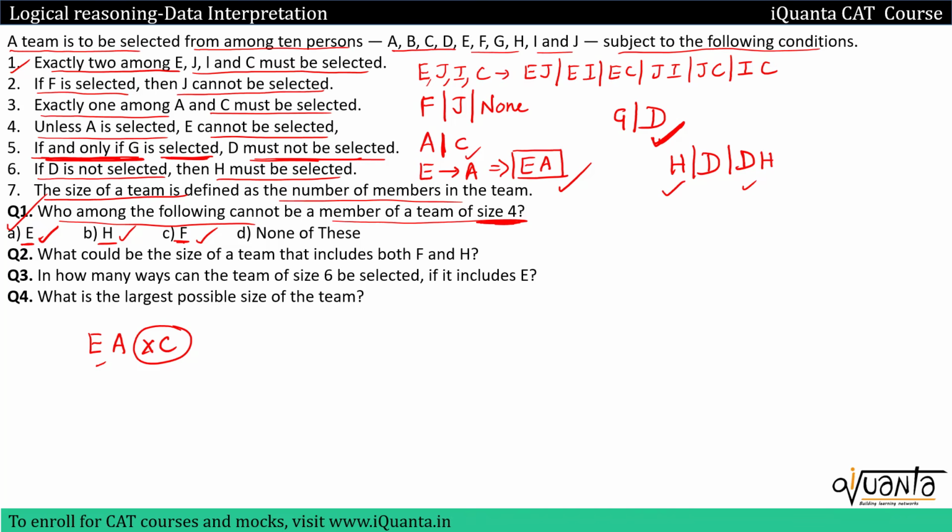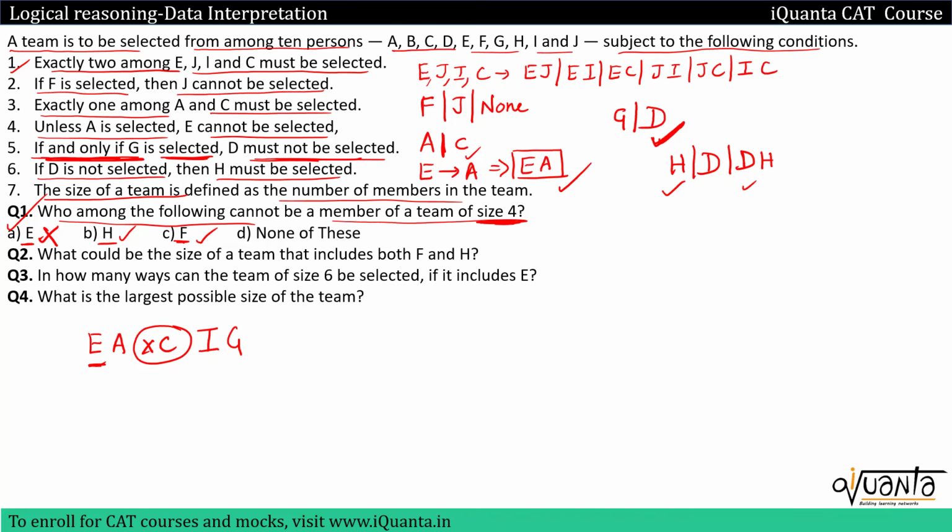Now 2 out of E, J, I, C can be selected. I have selected E, I can select one more. So I can see that there is no such condition related to I, so I will select I, and then I can select one more person, okay? So let it be G. So selecting these 4, they are not violating any condition. So yes, a team of 4 can have E. So that means A won't be the correct answer to this question.